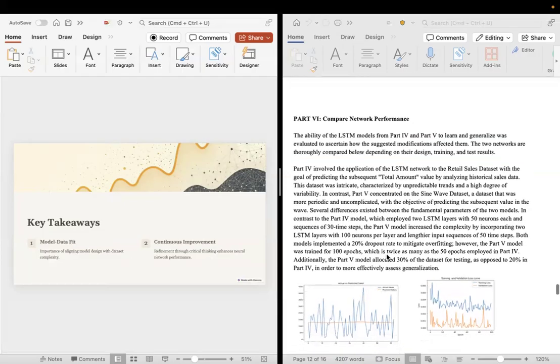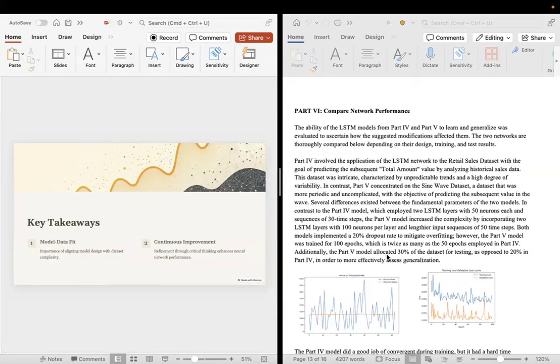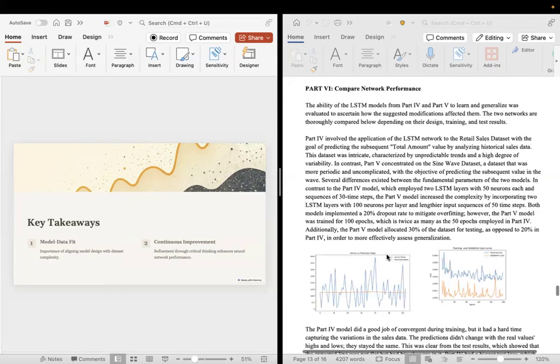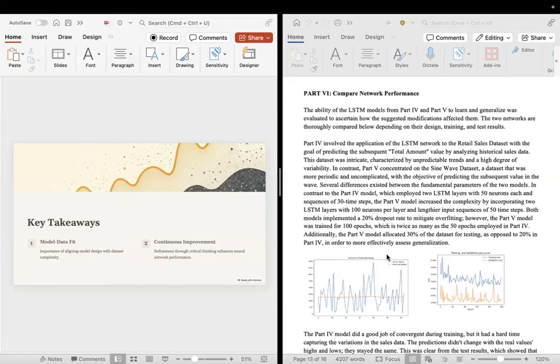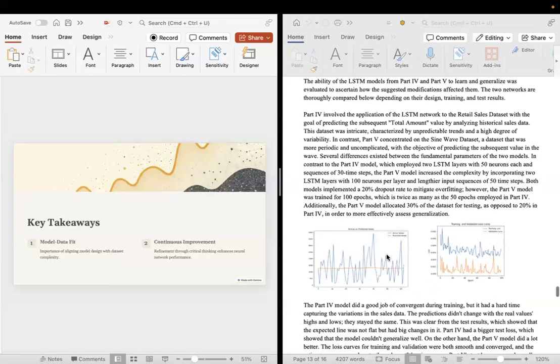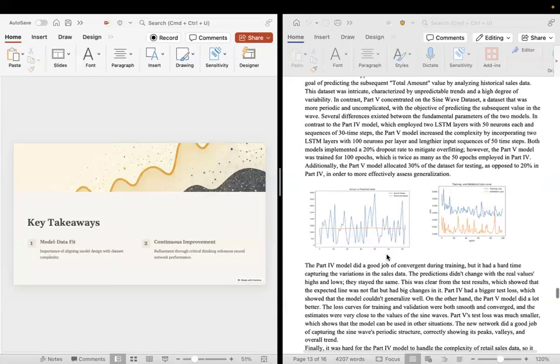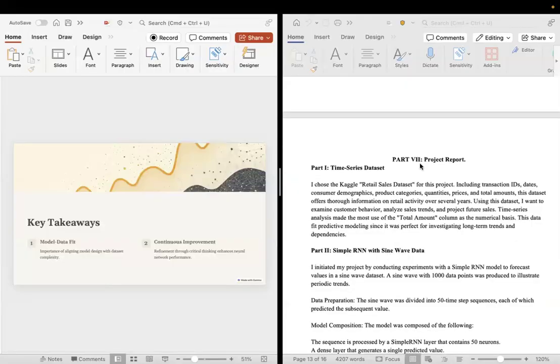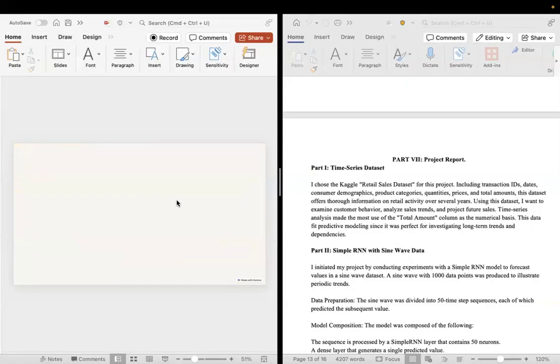Here is the comparison of neural network performance. The ability of the LSTM models from part 4 and 5 to learn and generalize was evaluated to ascertain how the suggested modifications affect them. The two networks are thoroughly compared below depending on the design, training, and test results. Here are the graphs. Coming to part 7, project report.